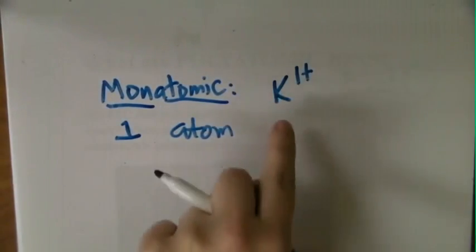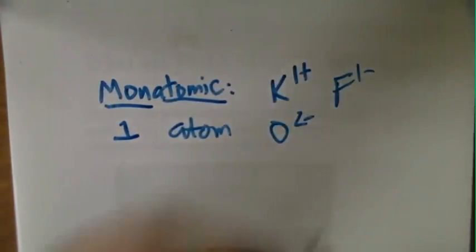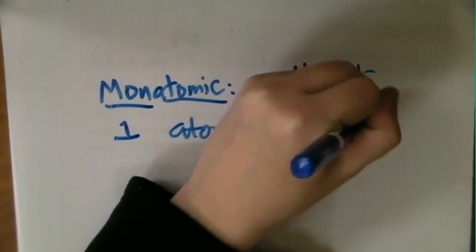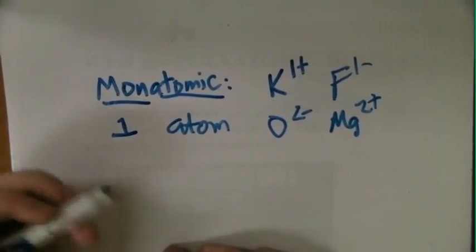Okay, so monatomic ions would be stuff like potassium. Notice it's just K, nothing else. Something like fluorine, just F, no other element. Just oxygen, just magnesium. Okay, those are monatomic, one atom ions.